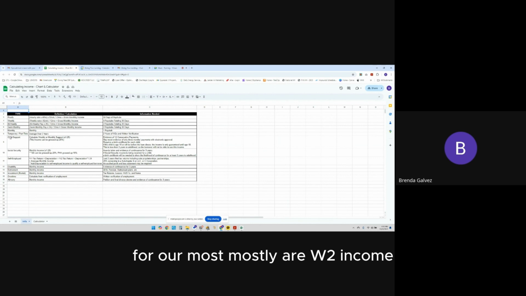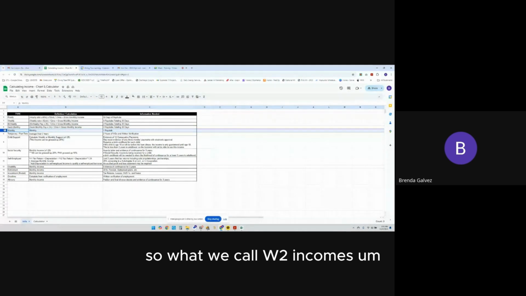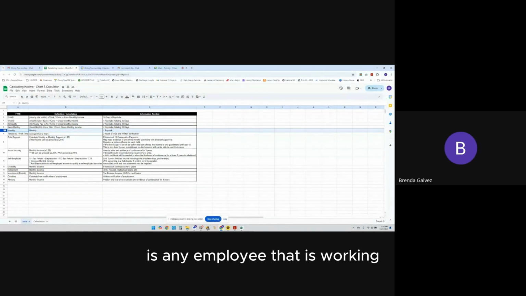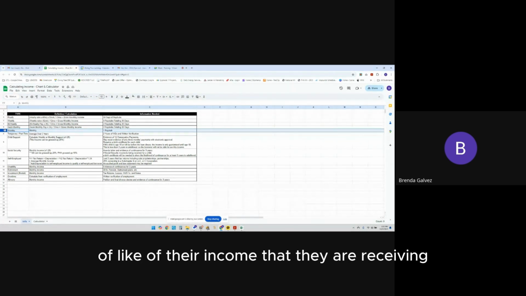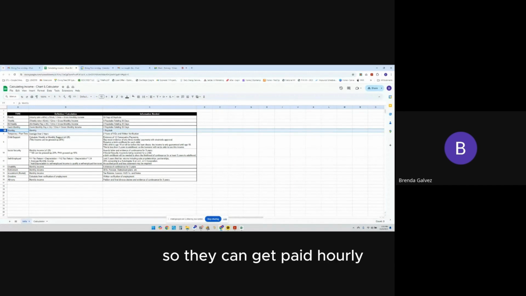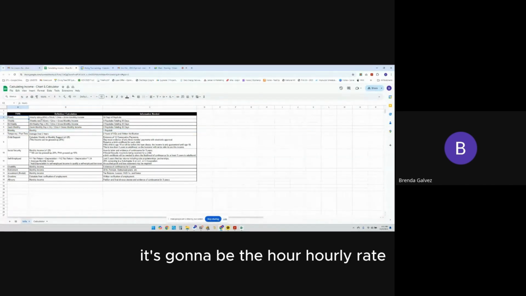Okay. So we have this chart here where it explains the different types of income, mostly our W-2 income, from hourly down to monthly. What we call W-2 income is any employee that is working and at the end of the year they get a W-2, right? There are different types of income they are receiving. So they can get paid hourly or they can get paid a salary.